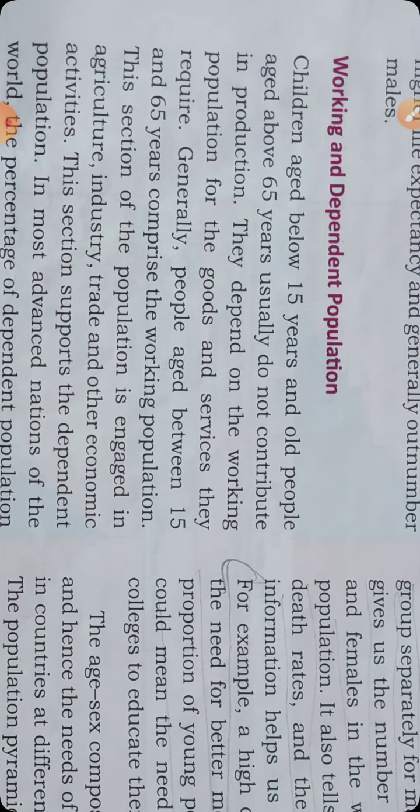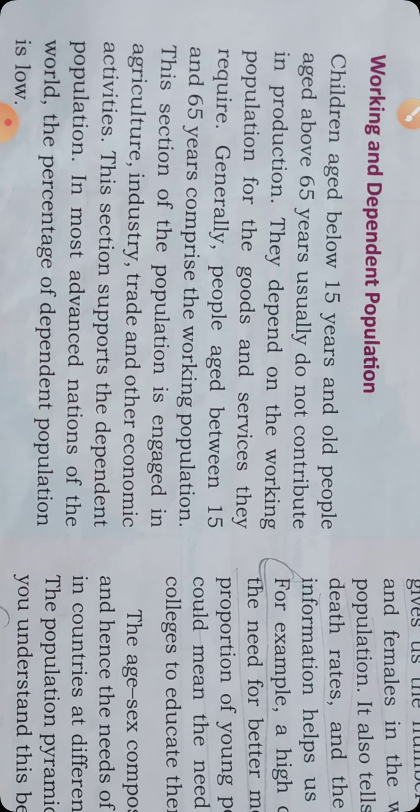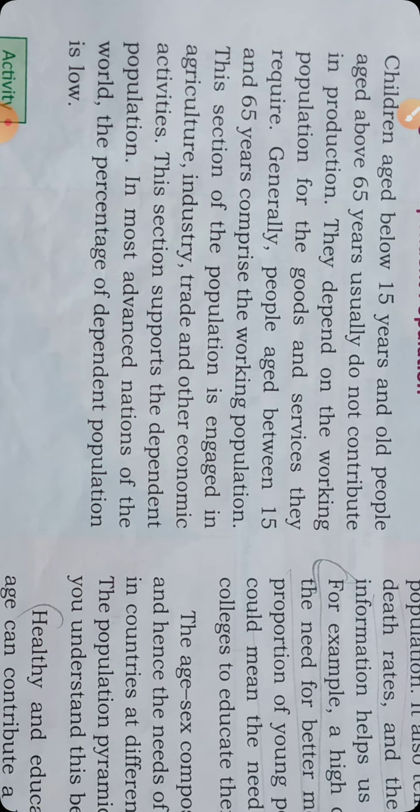Working and dependent population. Let us see who are the working population and who are the dependent population. Children below 15 years and old people aged above 65 years usually do not contribute to production. They depend on the working population for the goods and services they require. Generally, people aged between 15 and 65 years comprise the working population. This section of the population is engaged in agriculture, industry, trade, and other economic activities. This section supports the dependent population. In most of the advanced nations of the world, the percentage of the dependent population is low.